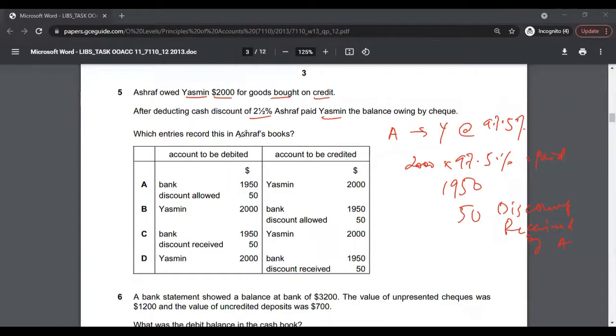Which entries record this in Ashraf's books? So Ashraf received the $50 discount, right? And Ashraf paid 1,950. So it would be actually answer D. So the answer to multiple choice 5 is option D. Debit Yasmin 2,000, that's the accounts payable. Then credit bank because you paid 1,950, and then credit discount received of 50.